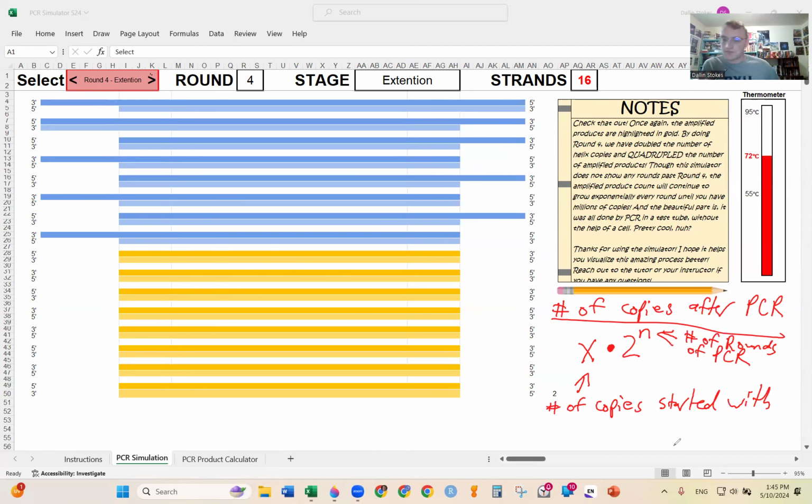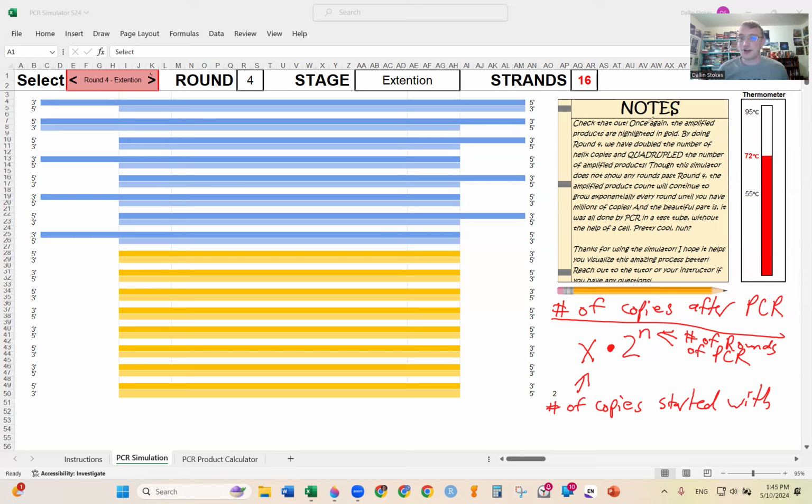Now you'll notice this formula is the shortcut to what I was telling you earlier. Remember, we're doubling it every single time you do a round of PCR. The way you could show that is the number of strands you started with times 2 times 2 times 2, or that is times 2 to the number of times you did it, right? The power here is how many times you multiplied it by 2. We're taking the number of strands and multiplying it by 2 this many times. That's what the formula means.